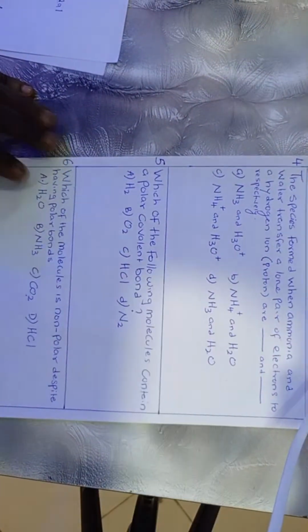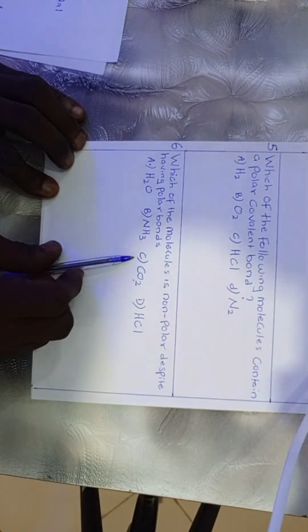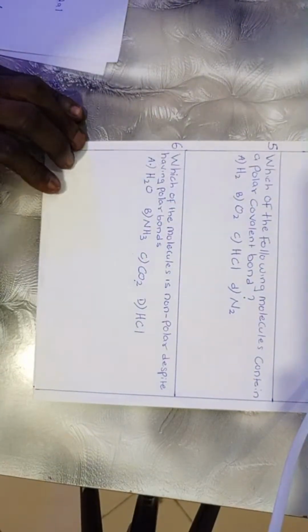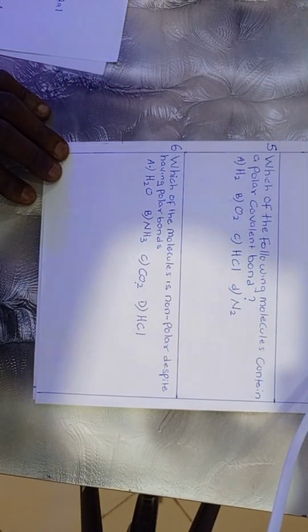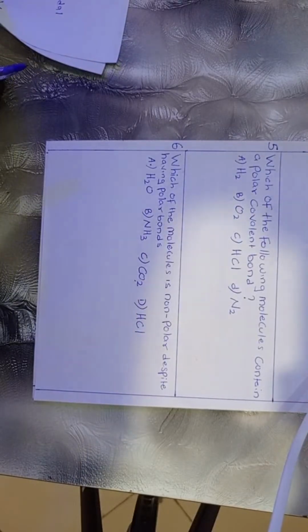Now going to question number 6. Question number 6 says, which molecule is non-polar despite having polar bonds? Now, I told you that a molecule can contain polar bonds, but still it can be non-polar overall. What am I trying to say? A molecule can contain polar bonds, but in the end, it is non-polar. A typical example is CO2, which is the correct answer to that question.